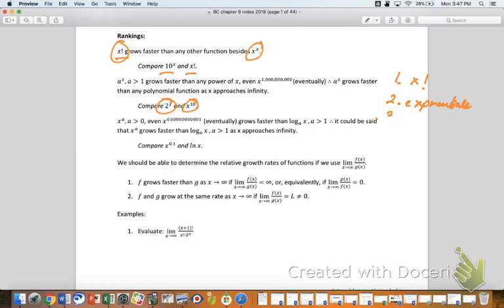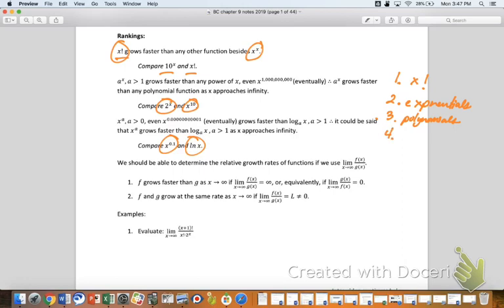Then the number three ranking goes to polynomials. Polynomials don't grow as fast as exponentials, they don't grow as fast as factorials, but they do have the next spot in the rankings. So we could compare x to the something. Now technically that's not a polynomial, but if the base is a variable and the exponent is a number, we're going to put it in this class of functions. We could compare that with natural log of x. And certainly here, natural log of x for a while is going to seem like it grows faster, but again, eventually x to the 0.1 will grow infinitely faster than natural log of x.